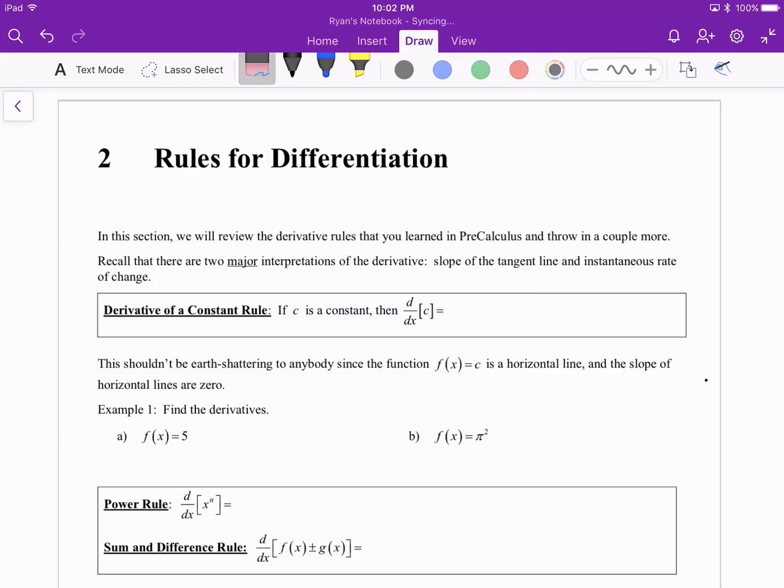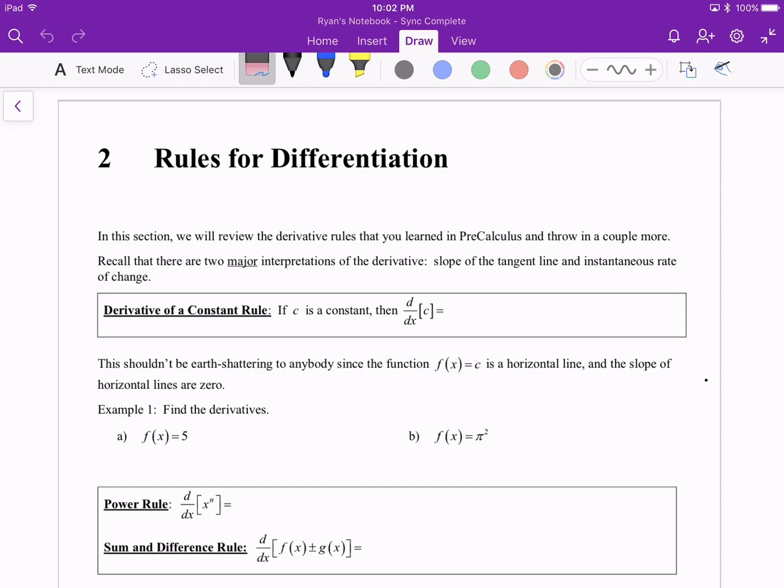All right, here in your second video, we're going to talk about rules for differentiation. So we're going to go back over a lot of the rules that you already learned in pre-cal and then throw in two more that you'll need to know next year in calculus. Okay, so the first rule is the derivative of a constant rule.